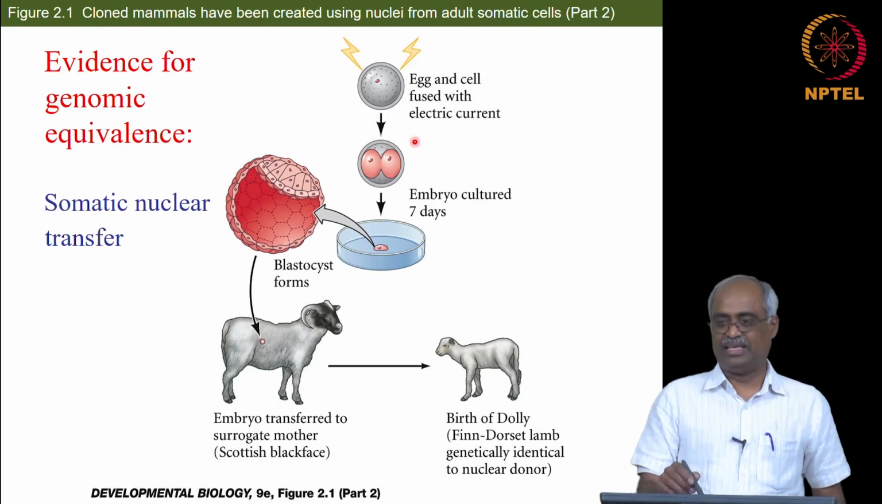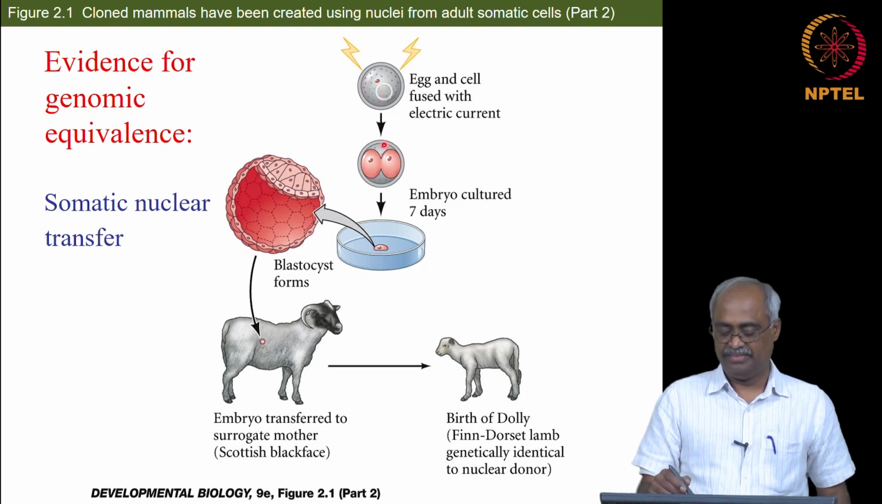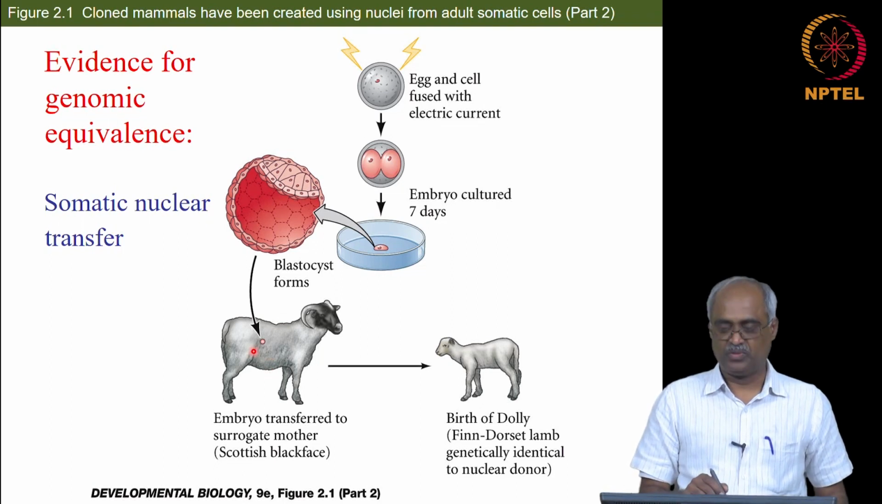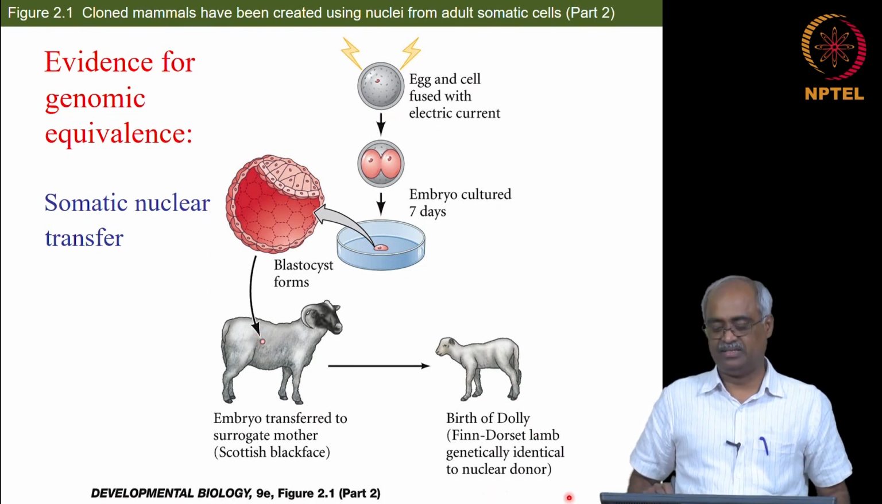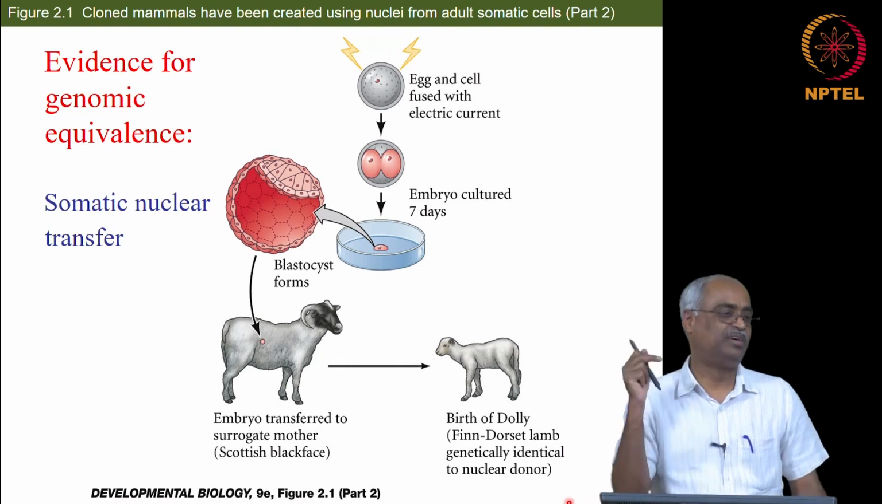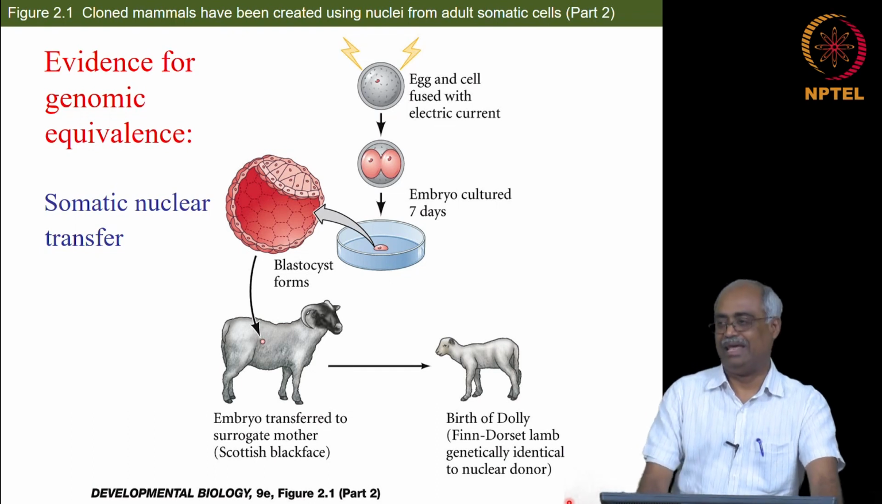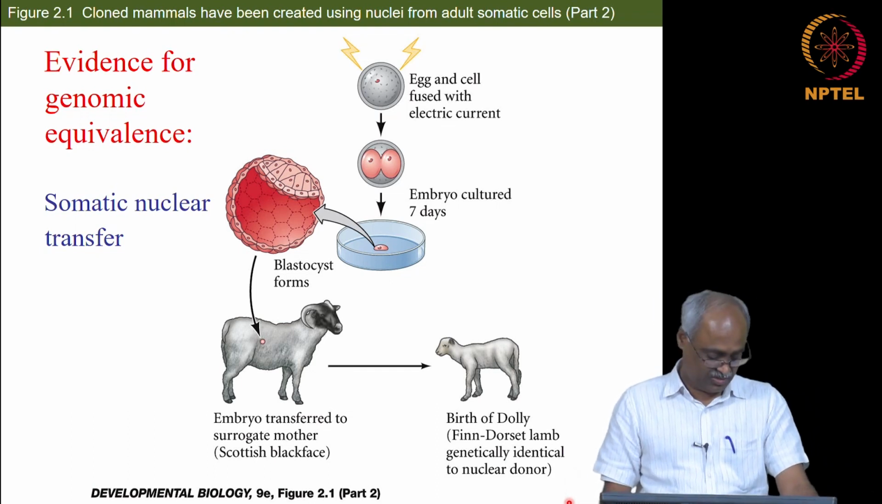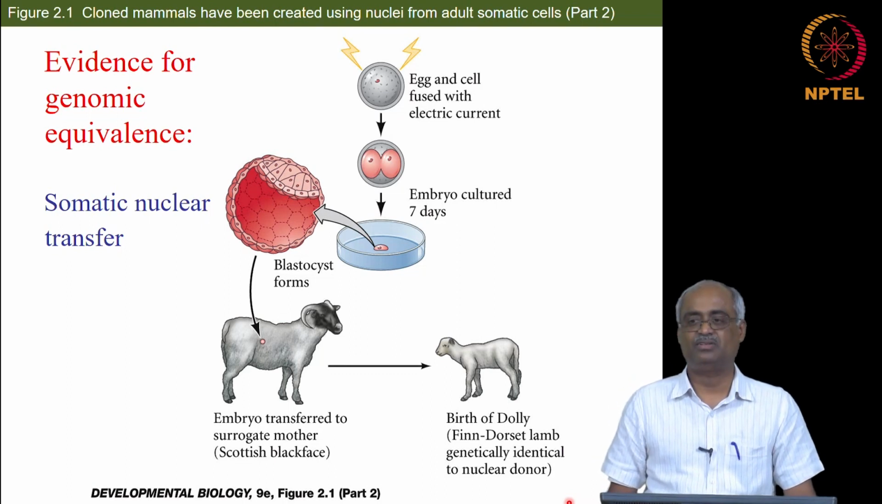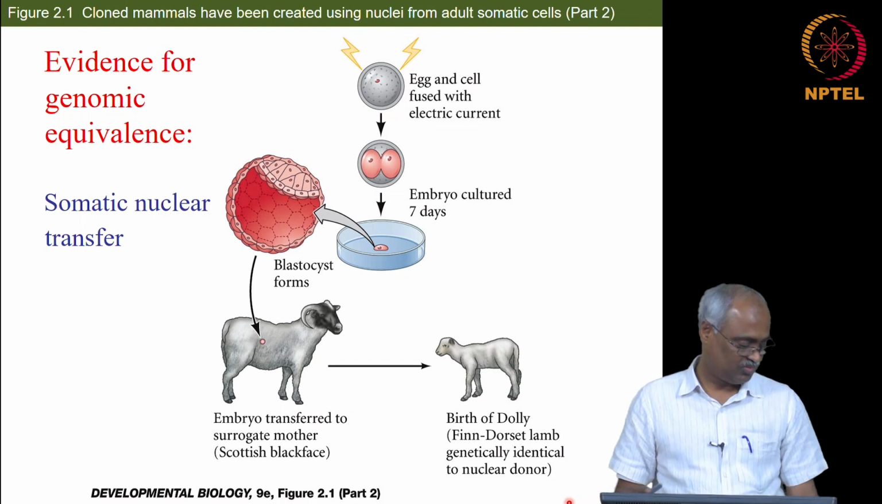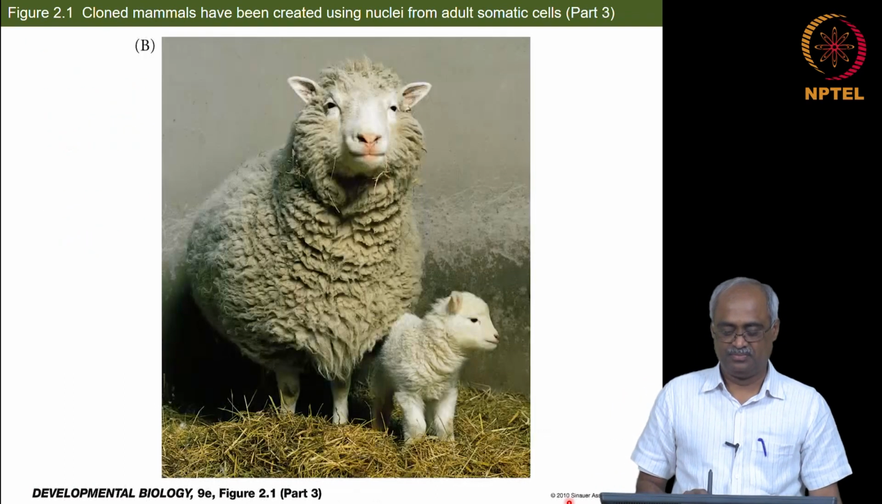You activate it by electric shock, which allows the membrane fusion. Then you culture the embryo up to the blastocyst stage and implant it in the surrogate mother, and the progeny is genetically identical to the nucleus donor, not the one that provided the oocyte. So this clearly nails down that there is genomic equivalence as well as that the nucleus drives development. This is Dolly and her own baby here.